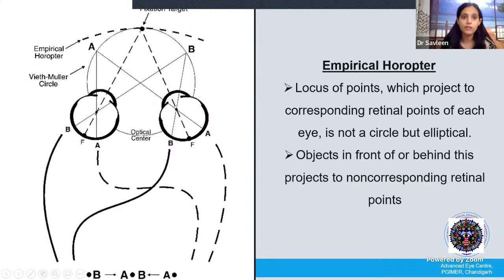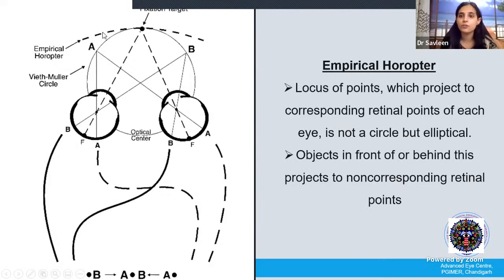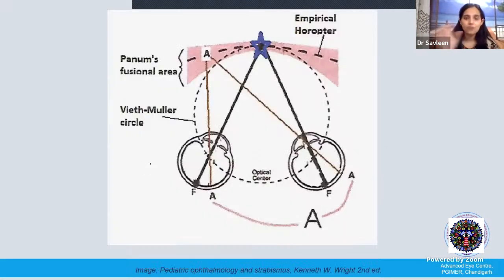So two points again: the Wieth-Muller circle, which is a circle passing through the fixation point and optical center, and the empirical horopter, which is the locus of points which project to the corresponding retinal points. Any object which is on this horopter, on this ellipse, would be perceived as coming from one visual direction. And if you go beyond that horopter or before this horopter, you will perceive it as double, not on that corresponding point. There is also a finite area around this horopter that is known as Panum's fusional area.